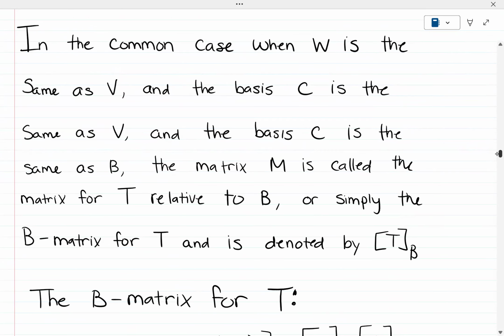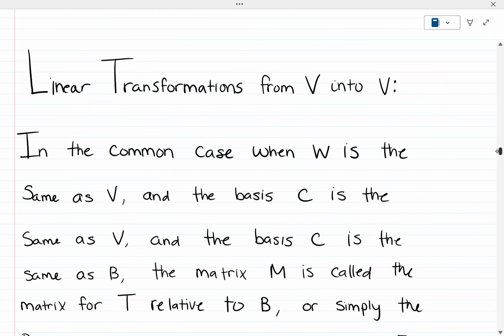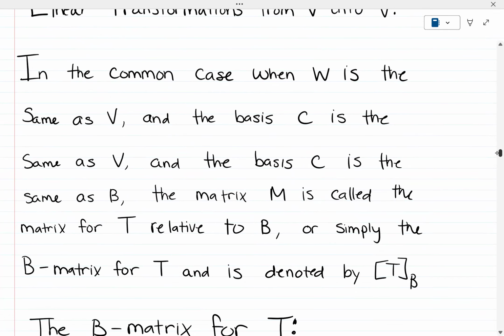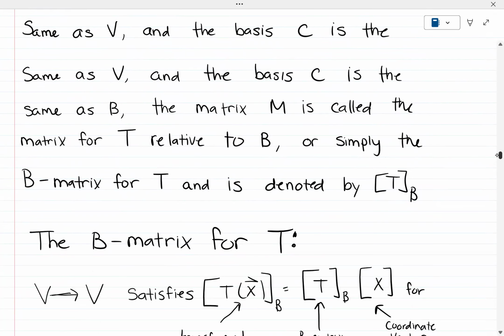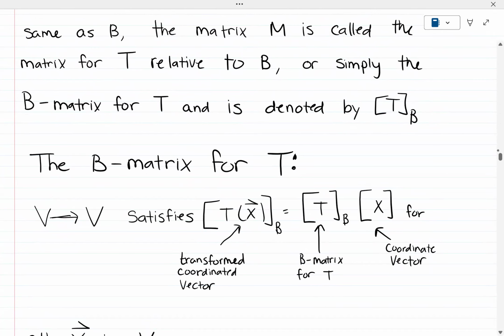In the most common case where W is the same as V, and the basis for C is the same as B, the matrix M is called the matrix for T relative to B, or simply the B matrix for T, and is denoted by T transpose B. The B matrix for T, from V to V, satisfies T of X transpose to B is equal to the B matrix for T times the coordinate vector. So we're going to use this on the next example.